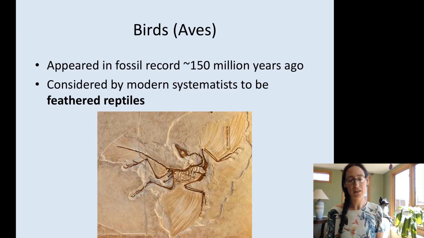So birds appeared in the fossil record about 150 million years ago. They're a relatively young group, and you can see that on the phylogeny of the amniotes. So they're feathered reptiles, basically. And here's another very, very early bird, looking a little bit more like a bird, and this is Archaeopteryx, and this is a very, very famous specimen. You can actually go and see it if you ever visit Germany. You can go and see it there.